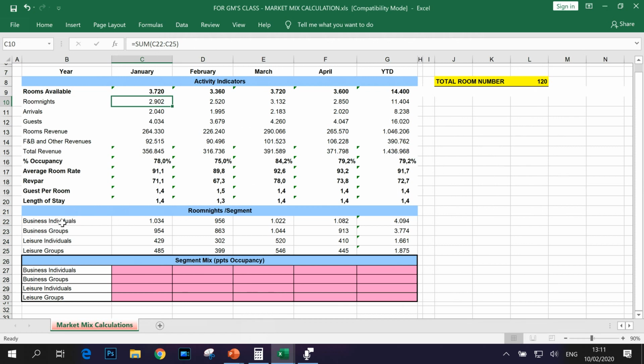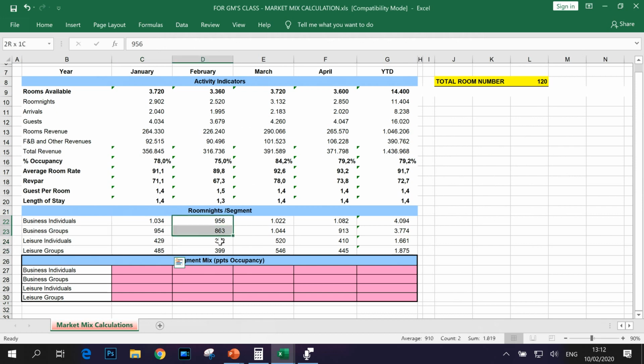So we can see that business individual was 1,034 room nights out of 2,902, and then business group was giving us 454 room nights. Leisure individual, 429 room nights. Leisure group, 485 room nights. Of course, if we add up these four numbers together, the total should match the total room nights here for January, 2,902, here 2,902.